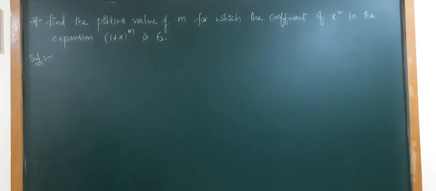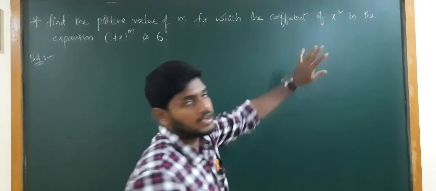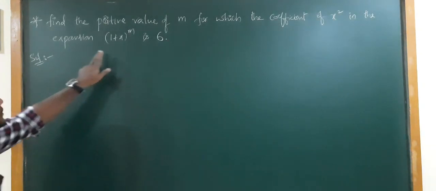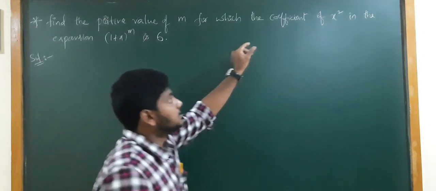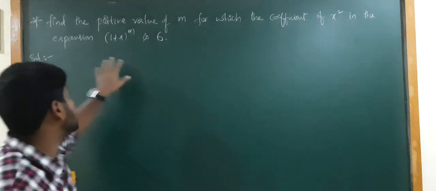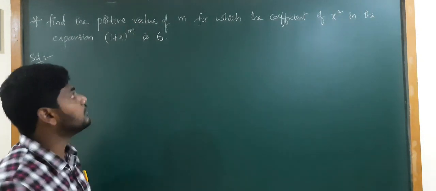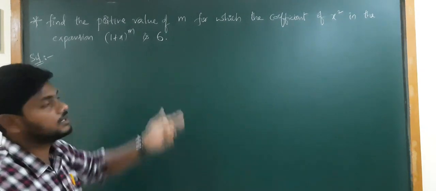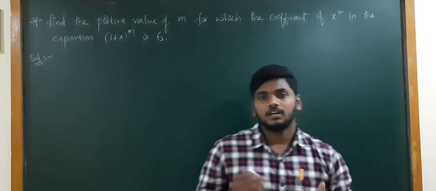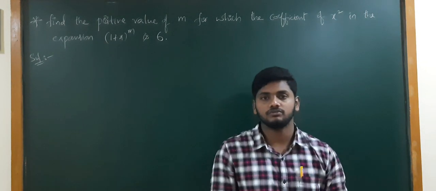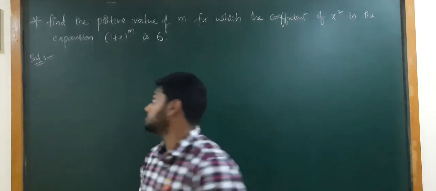Next question. Find the positive value of m for which the coefficient of x square in the expansion of 1 plus x whole power m is 6. They are telling that the coefficient of x square in that expansion 1 plus x whole to the power of m is 6, you need to find the value of m, and that too they said positive value of m. If they mention like particularly find the positive value of m, it means we may get one or two values, one is positive and another one is negative. Out of those two values, you need to select the positive value.